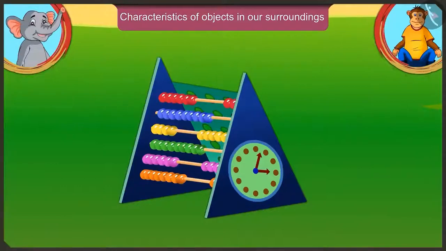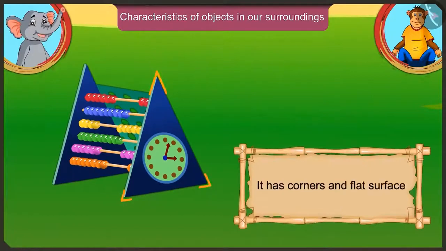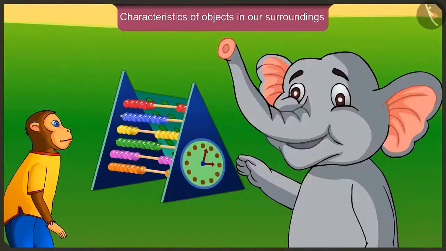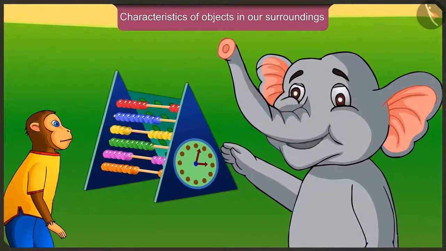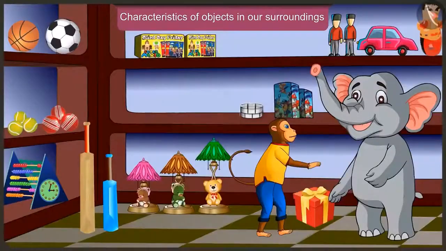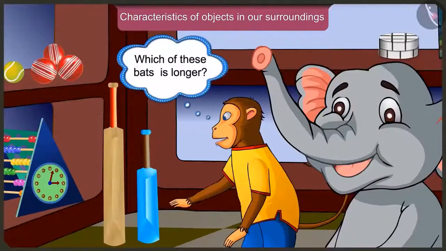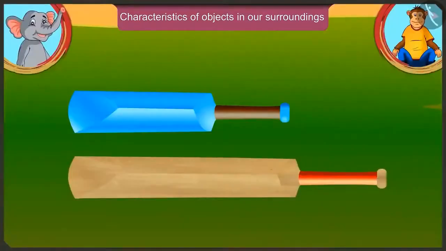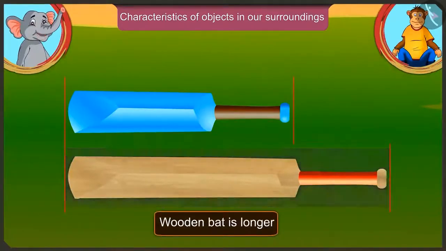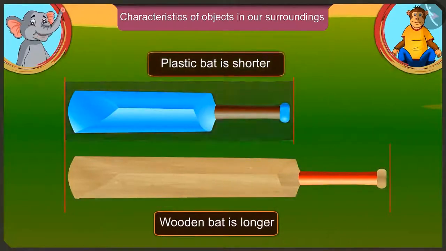Oh, this is a very big toy. It is not round. It has corners and also a flat surface. For that reason, we cannot roll it like a ball. We will slide it like this. Well done! Which one of these bats is longer? If we compare both the bats, this wooden bat is longer and the plastic bat is shorter.